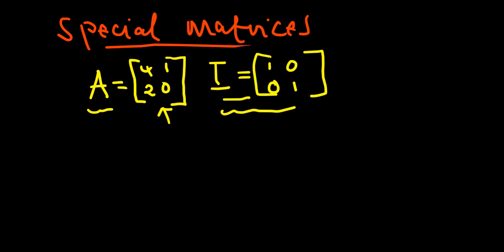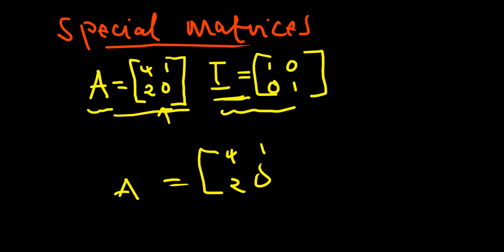So if we multiply this A with the identity matrix, we are supposed to get back the matrix A. So we're just going to get 4 1 2 0. And this is the case whenever we multiply by the identity.